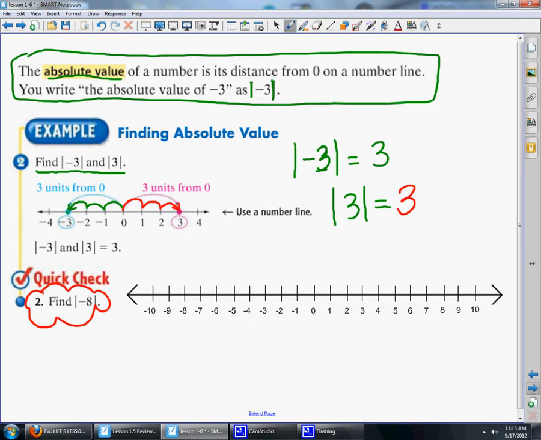All right, here is negative 8 on the number line, and we're going to see how many units it is from 0. So we count 1, 2, 3, 4, 5, 6, 7, 8 units away. So the absolute value of negative 8 is going to be positive 8.